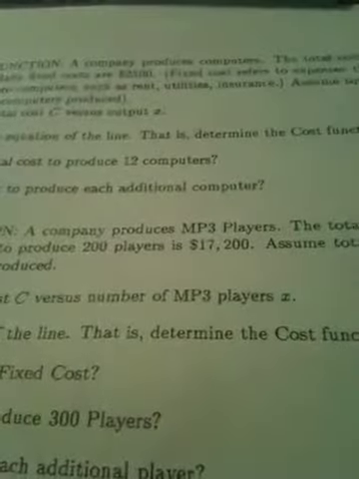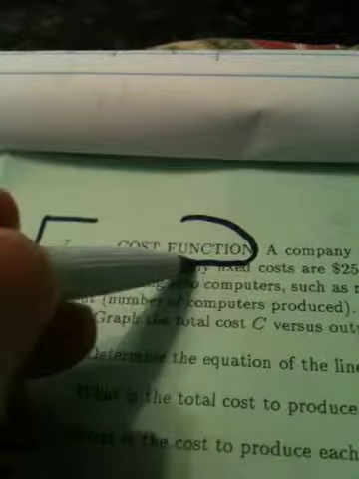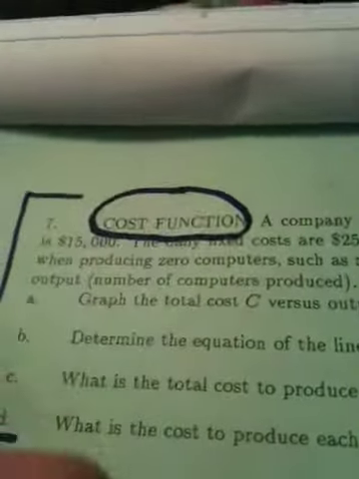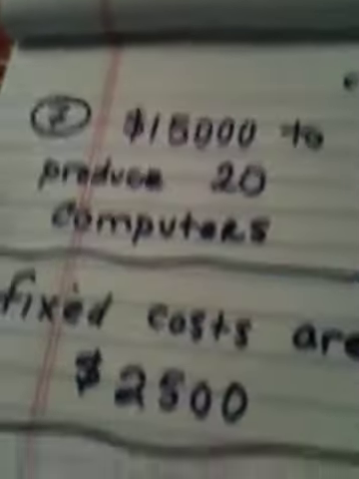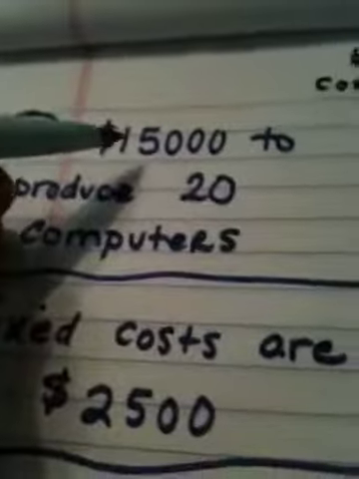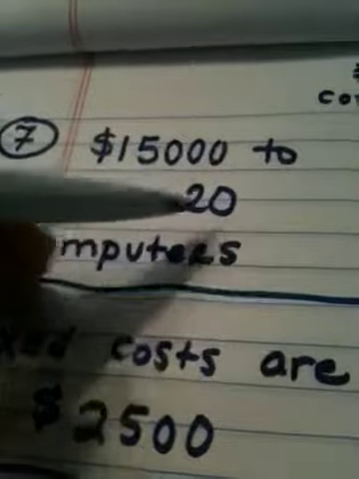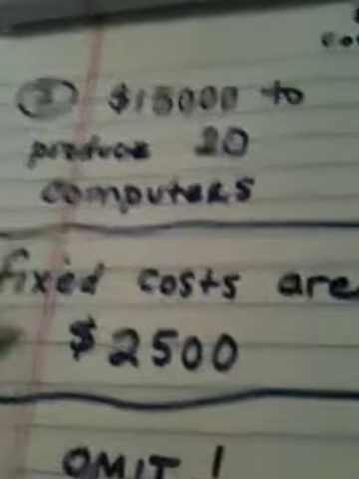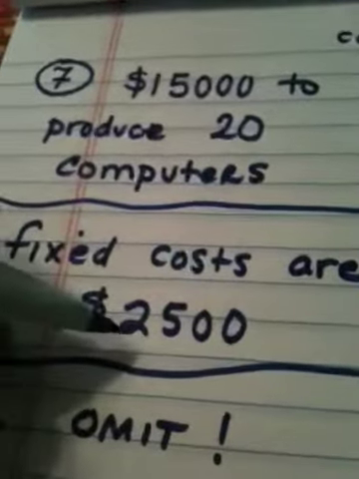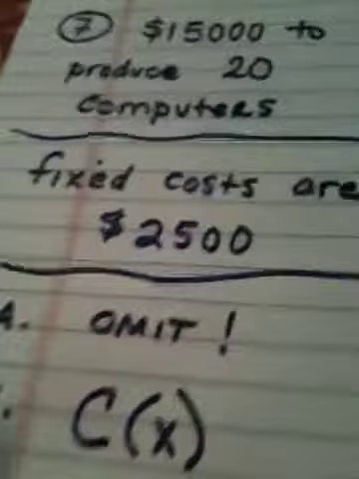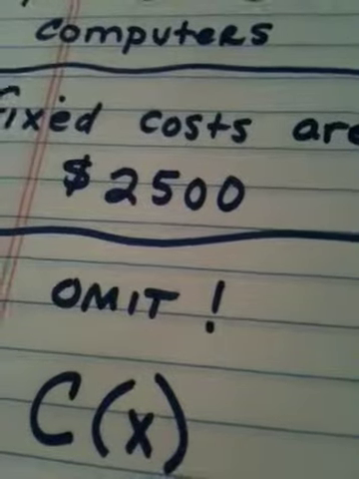All right, question number 7 on supplement C involves a business application, something referred to as the cost function. Here's the basic data: it costs $15,000 to produce 20 computers, and the fixed costs are $2,500. Now, part A, which asks you to actually graph the function, I'm not interested in.